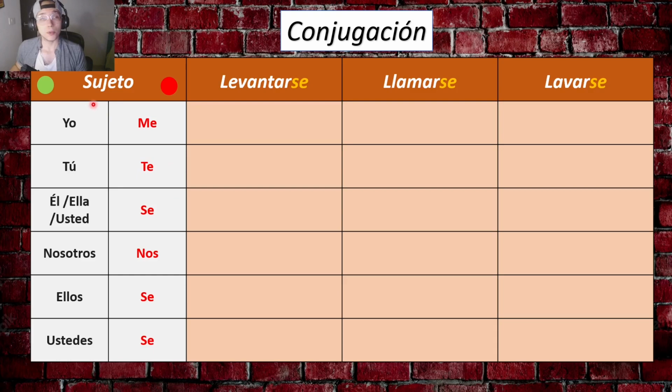The only difference we can see is that we are using the normal subjects. Yo, tú, él, ella, because in these cases we are doing the action. Now, let's take a look at the verb. So we say, yo me levanto. One more time. Yo me levanto. I get up.